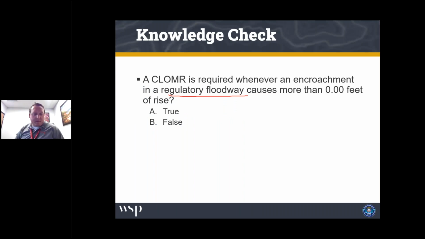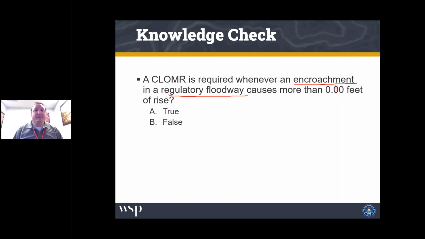Yep. So an encroachment within the regulatory floodway, let's say it causes 0.10 feet of rise, it's going to require that a CLOMR be submitted. So if it's going to cause more than 0.00 and we're encroaching in a regulatory floodway, then we have to go through the CLOMR process before we can permit it. Then after, it also has to get a LOMR once it's built.